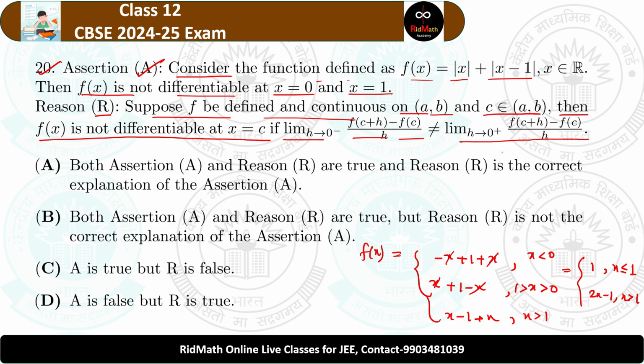So at x equal to 0 there is no problem. It is continuous and differentiable, because the definition break ultimately is at x equal to 1. So the assertion A is wrong and the reason is right, because suppose f is defined to be continuous in the open interval (a, b) and c is between a and b, and for checking differentiability, if the left hand derivative and the right hand derivative are unequal, then it is not differentiable. So R is right. That means A is false and R is true, so option number D is correct.